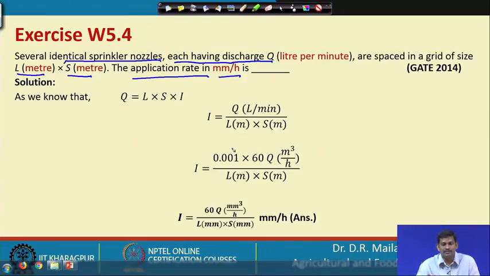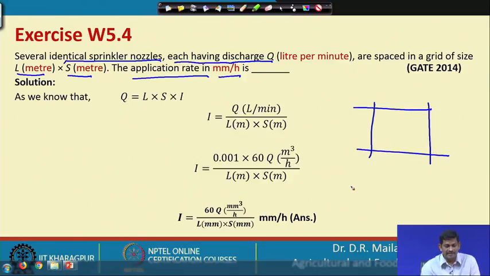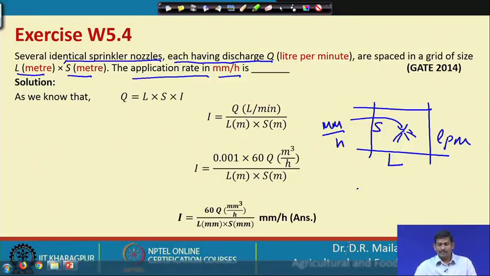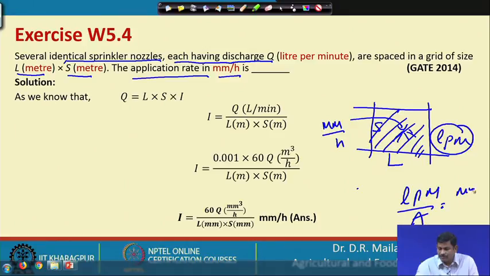So, this is a kind of unit conversion. Suppose you have a field, spaced at a grid size of L meter and S meter, and the application rate. What is the application rate in mm per hour if the sprinkler nozzles are identical, having the discharge in liter per minute? Liter per minute divided by area, you get per hour. So, now you manage the units.